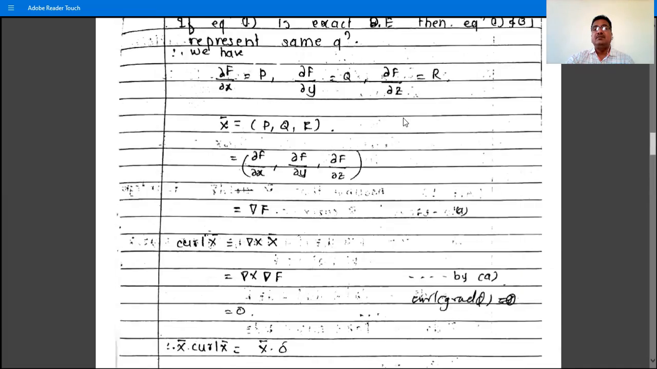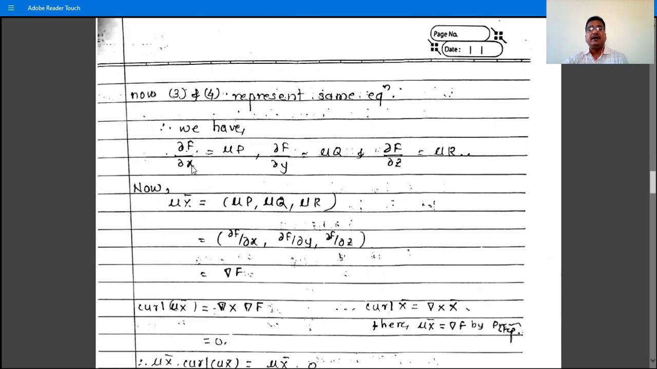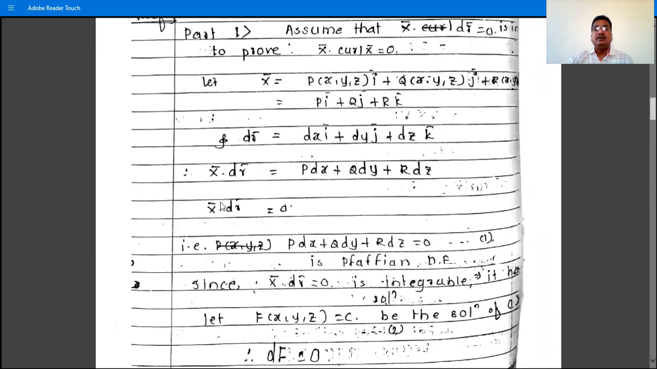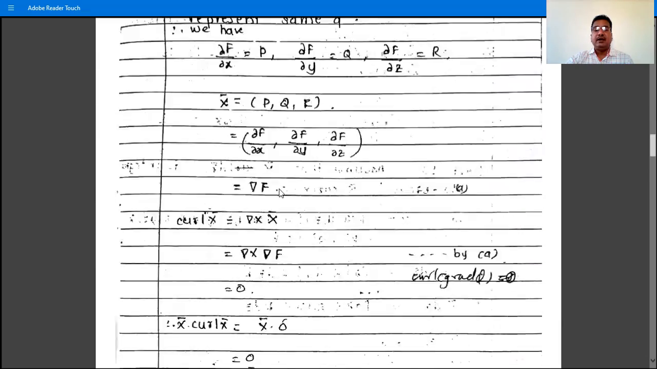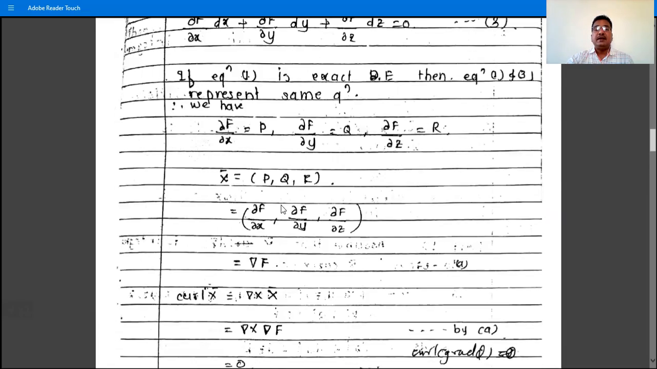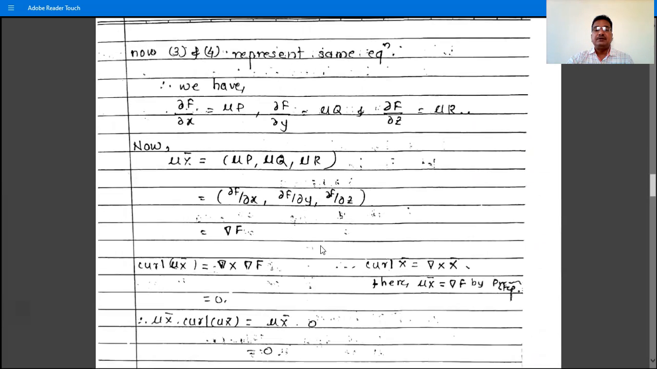Equations 4 and 3 represent the same equation, and therefore we have ∂f/∂x is μP, ∂f/∂y is μQ, ∂f/∂z is μR, and therefore μX̄ is μP plus μQ plus μR. What is μX̄? That is multiplying μ by X̄. So X̄ is P, Q, R, and μX̄ is μP plus μQ plus μR.